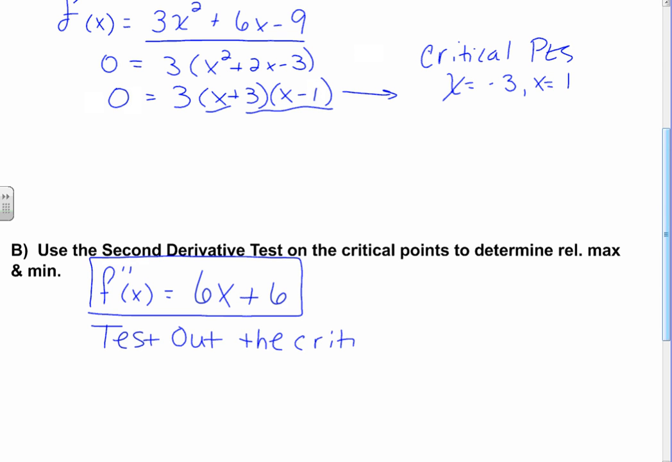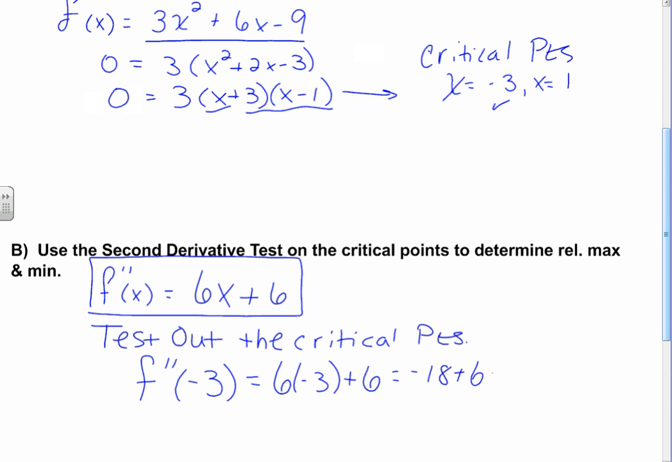Test out the critical points. For that, I'm going to go f double prime of -3, since one of them was at -3. So f double prime of -3 gives me 6 times -3 plus 6. That makes -18 plus 6, which gives us -12. The second derivative at c is negative, which makes it concave down. So therefore, it's concave down.